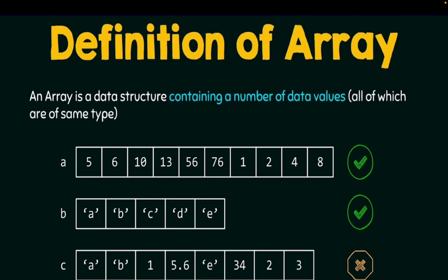Now array. An array is a data structure containing a number of data values which are all of the same type. It doesn't allow data of different types. In array A, we can see it is all of integer type. In array B, it is all of character type. But C is wrong, it contains integer, float, and character. It is not the right way.